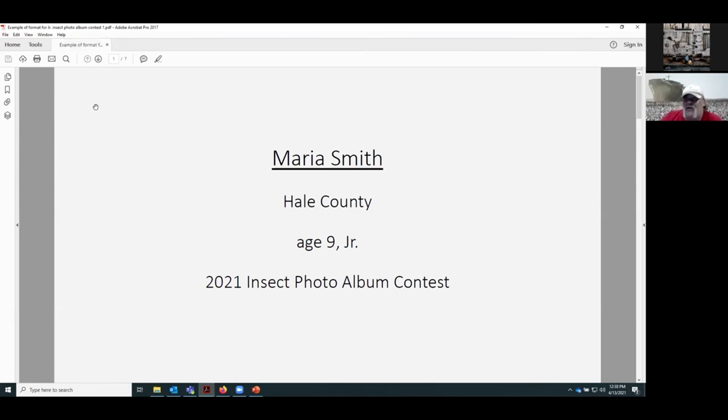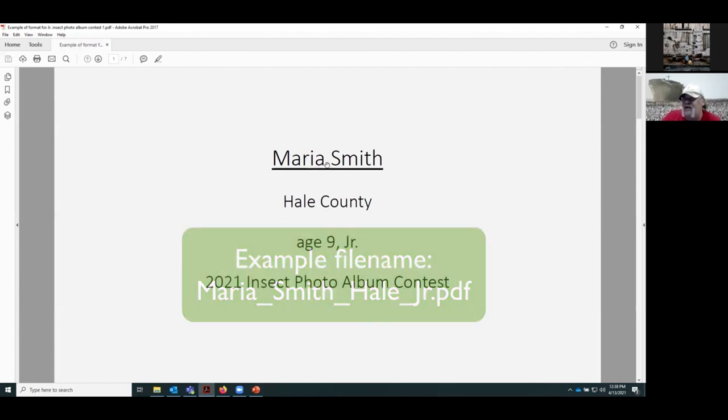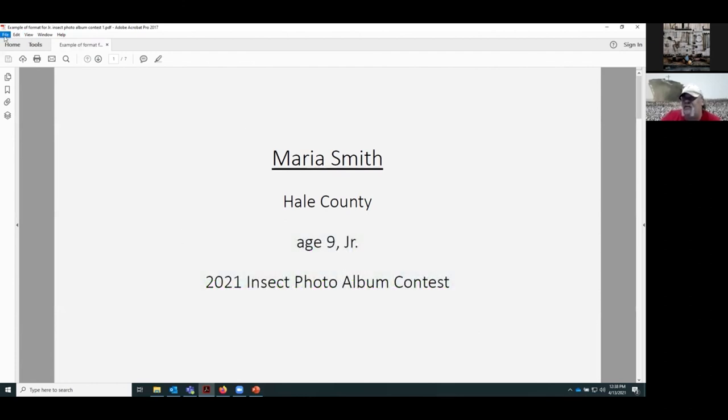And by the way, folks, when you are saving this file, if you could go ahead and enter your name into that file, that'll help us judges keep it straight when we're judging these at the competition. That would be real helpful. So please put your name and county in the name of the file that you save this under.